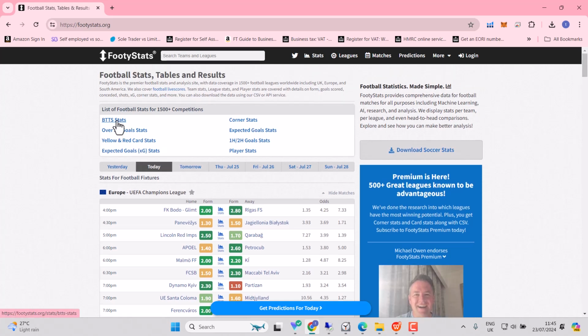You've got your both teams to score stats. This is for, I think, your traditional bettors. If you like corners, bets, niche markets, both teams to score, over 2.5 goal stats, yellow and red card stats, this is all really for bettors. And I suppose for spread bettors as well, because you can spread bet card points, corners as well.